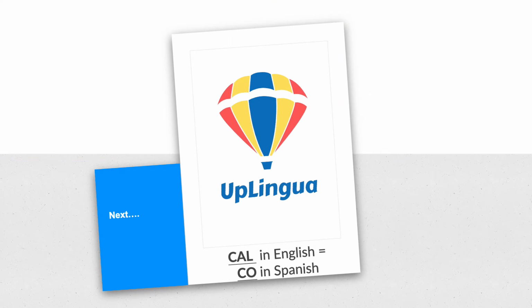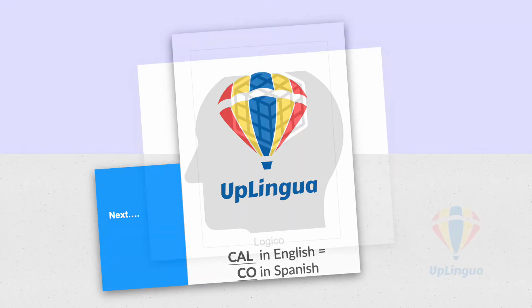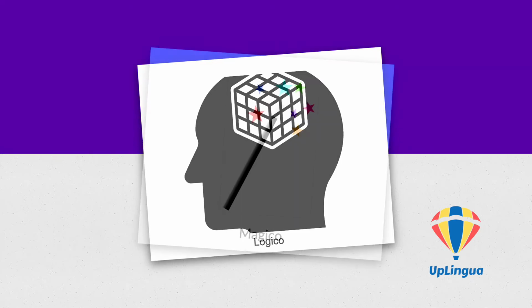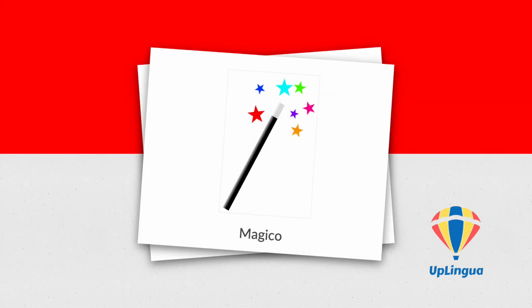CAL words in English become CO words in Spanish. Let's look at a few examples here. Logical becomes lógico. Lógico. The G, if you notice, is pronounced more like an H. Lo. GI becomes HI, because obviously we know the I is pronounced as an E. And co. Co instead of cal. It's a bit softer. Lógico. Mágico. Repeat after me. Magical becomes mágico.